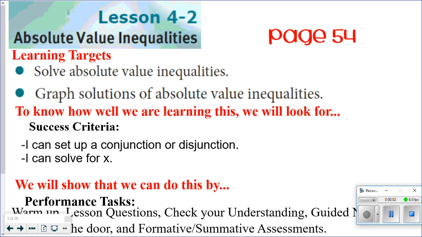Go ahead and open your book to page 54. We are starting lesson 4.2, still dealing with absolute value, but instead of equations this time we have inequalities. So lesson 4.2. Solve absolute value inequalities and then graph solutions of absolute value inequalities on a number line.